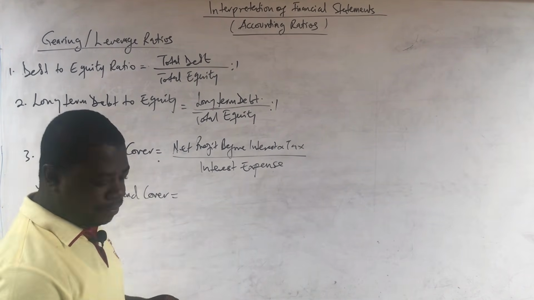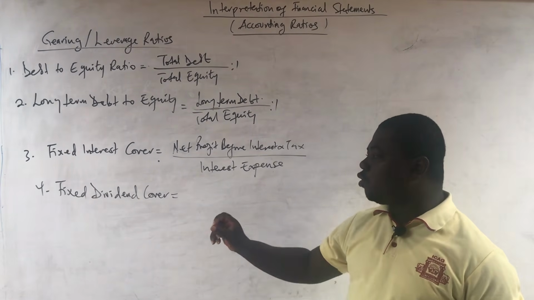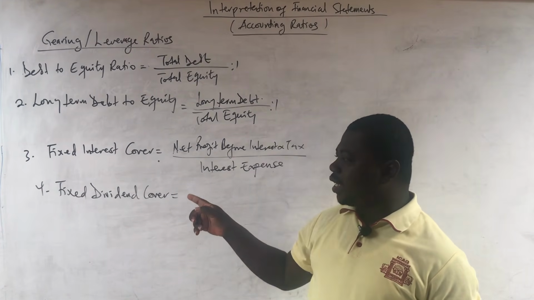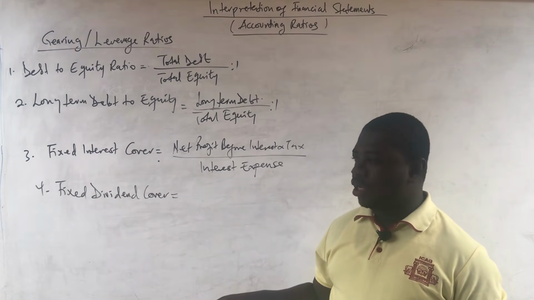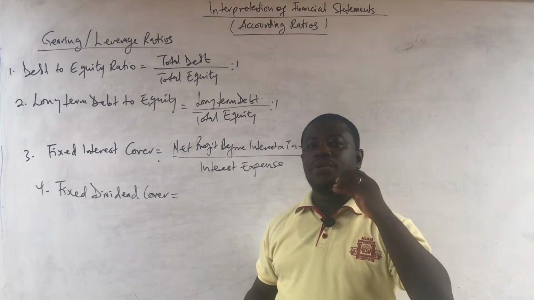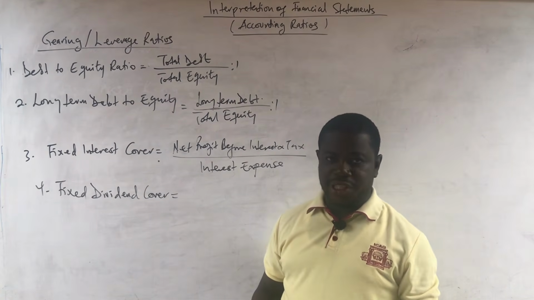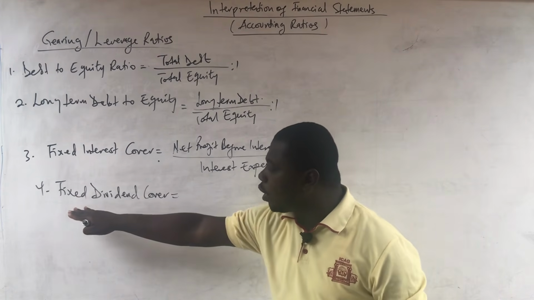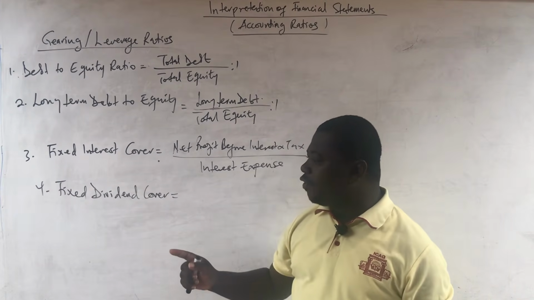Fixed dividend cover. Now, the reason why I'm using the word fixed is because some of these things are not fixed. For example, we have ordinary share dividend, which is not fixed. Fixed dividend has to do with holding shares that come with a fixed rate of dividend, and that is where we talk about preference shares. So you can call it fixed dividend cover or preference dividend cover. It's the same thing because preference dividends are fixed.